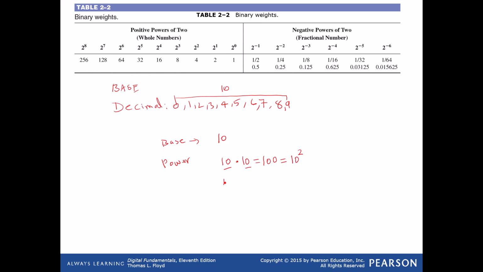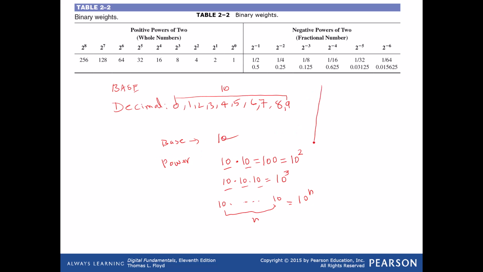Similarly, if I have the base and multiply it 3 times by itself, then we just write 10 to the 3: 1, 2, 3. In general, if I have a base, say 10, and I multiply it n times, let's say n repetitions, then this is just 10 to the n. This is for the base 10.